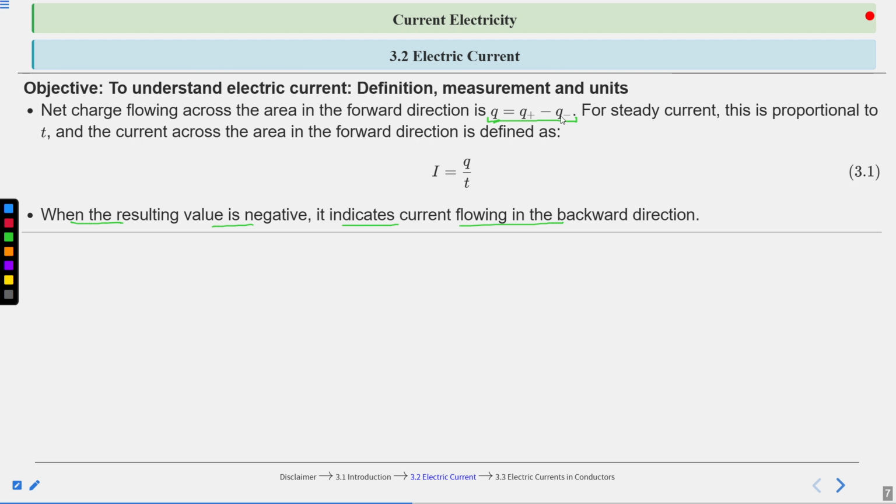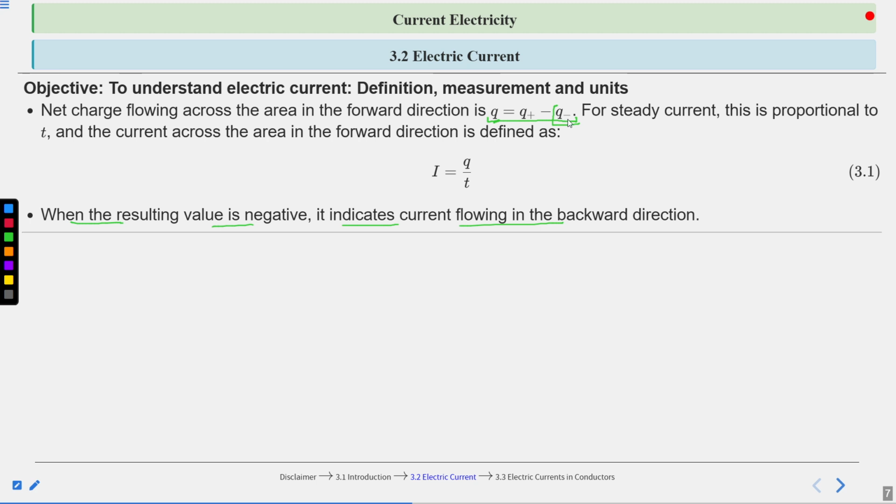So this Q negative will be a positive term, because Q negative is the net amount of negative charges flowing in the forward direction. So all the electrons are moving in the forward direction.